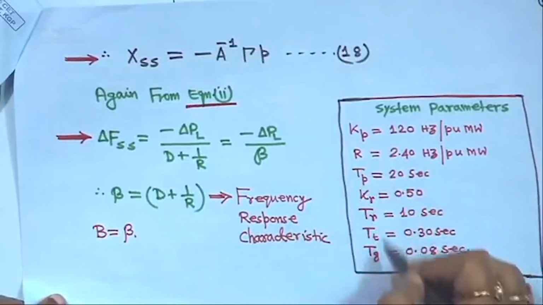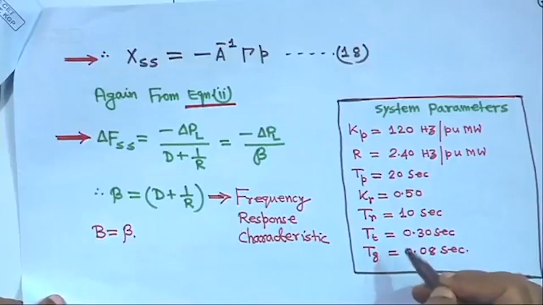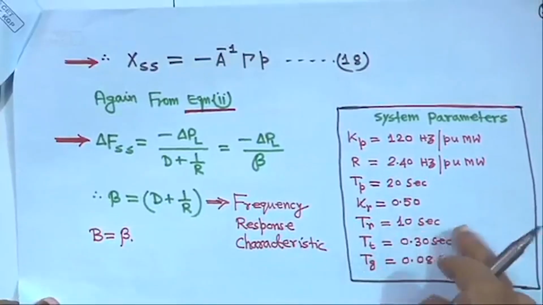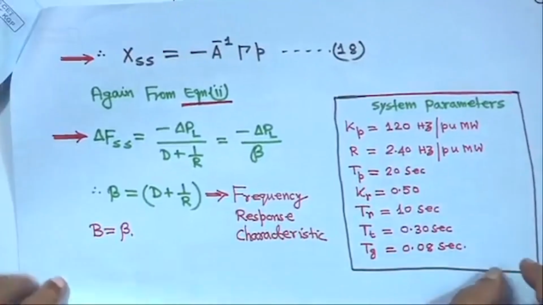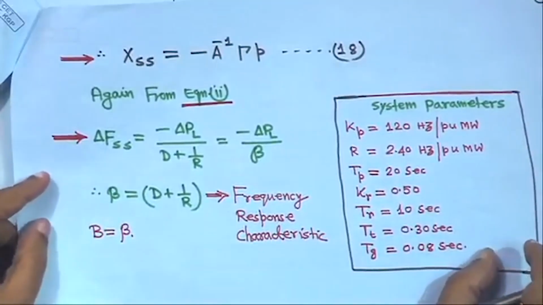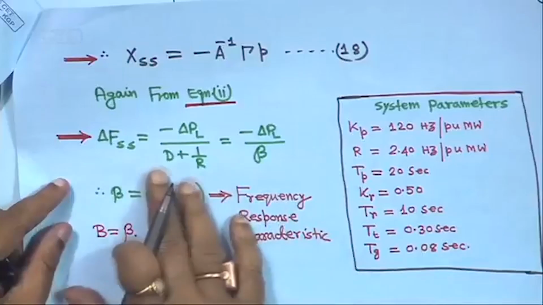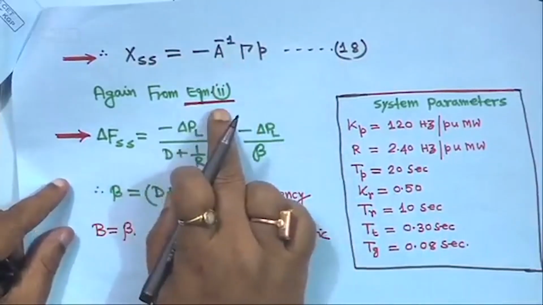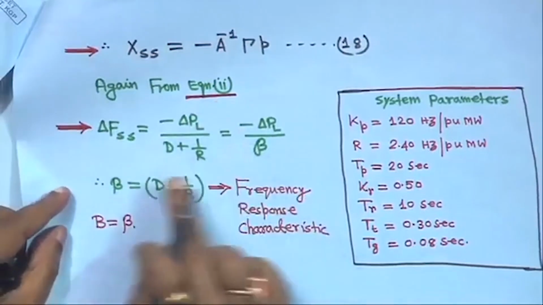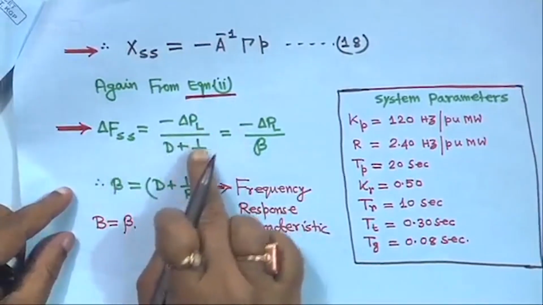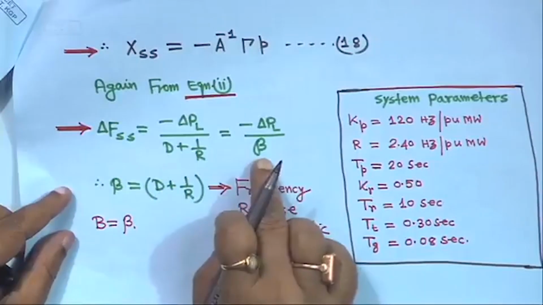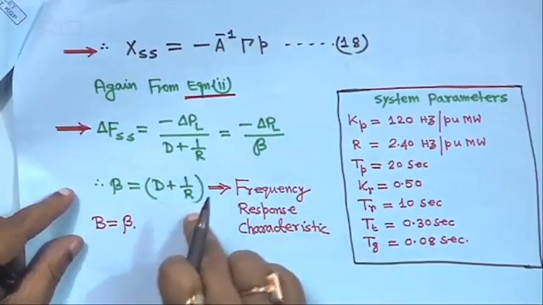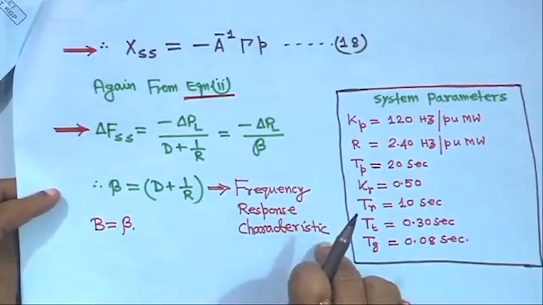But all the other parameters associated with S, the Laplace operator, you will find have an effect on the transient, but not at the steady state. So, I think this is understandable to you. This is the steady state value, and again rewriting from equation 2, delta Fss is equal to minus delta PL upon D plus R. Sometimes we define this as beta is equal to D plus R, and beta we sometimes call the frequency response characteristic.